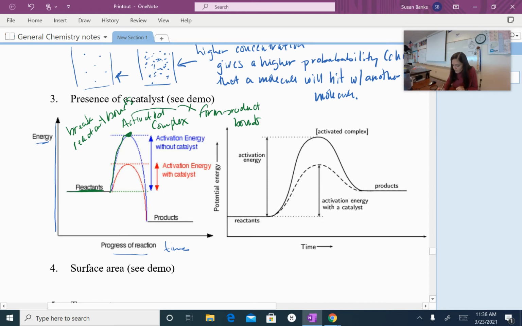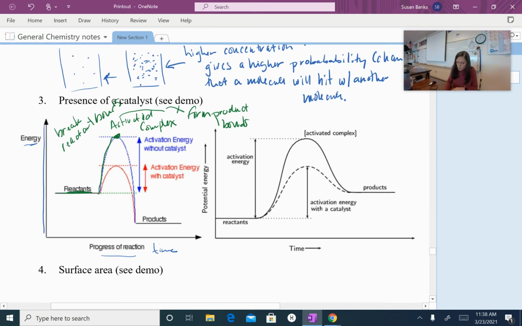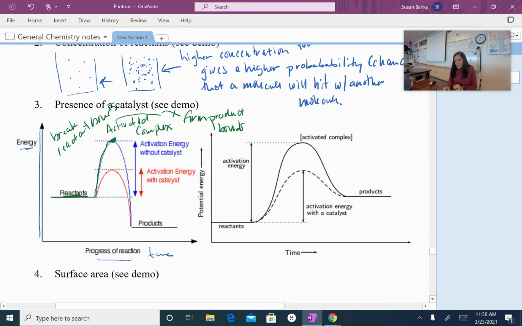So I have to break reactant bonds, and then I have to form bonds of the product. And that takes energy to break bonds and to form new bonds. Okay? And there are only a couple molecules that actually have enough kinetic energy to put in all that energy.